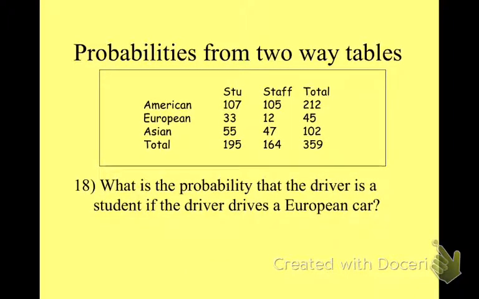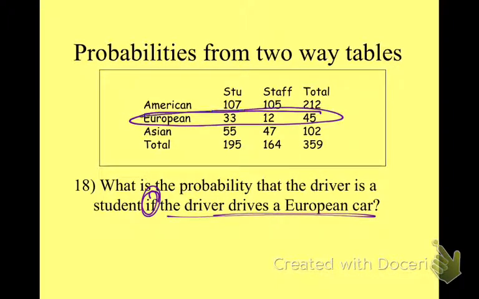What is the probability that the driver is a student if the driver drives a European car? If they drive a European car, now I'm only isolating this row right here. So out of 45, the probability that they are a student is 33. So 33 out of 45.